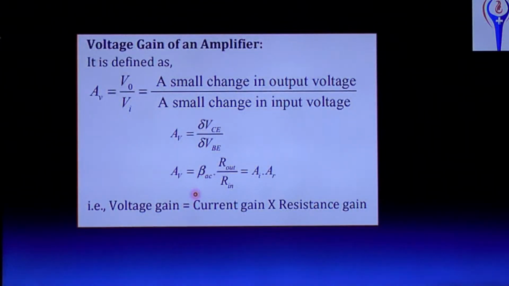Next, the voltage gain of an amplifier. Voltage gain is the ratio between output voltage and input voltage, VO by VI. And AV equals delta VCE by delta VBE. If you simplify that, AV equals beta into RO by RI. RO by RI is the resistance gain. Therefore, voltage gain equals current gain into resistance gain. That is the formula.